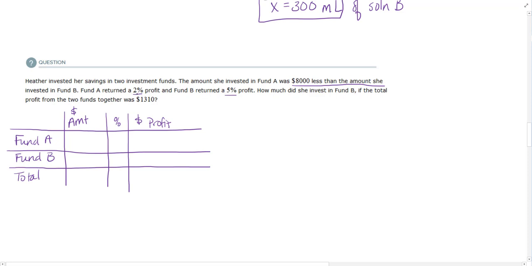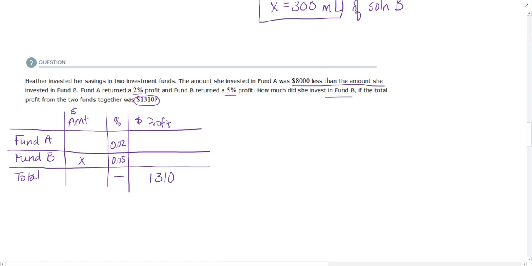So we can at least put in the 2% and the 5%, so 0.02, 0.05. And we don't know the overall percentage. It would be somewhere between 2 and 5, but we don't know what it is, and I don't think we're ever going to need to. Now, we're supposed to find how much she invested in B, so maybe we could let that be our X, so that's the amount in B. And then the only other thing, well, we've got this 8,000, but let me come back to that. Let's go ahead and put this guy in. So the total profit from the two funds is $1,310. So that would go in this last column, total 1,310.